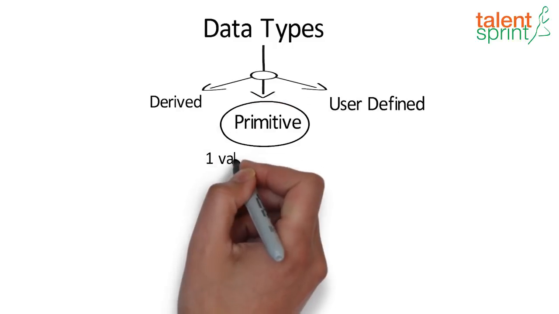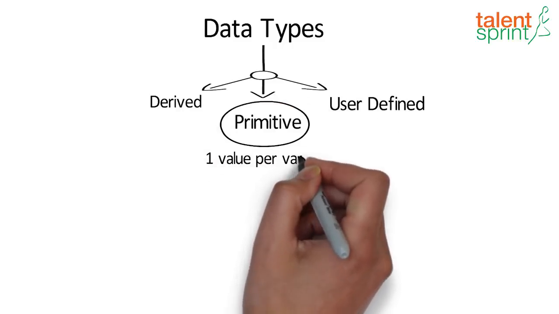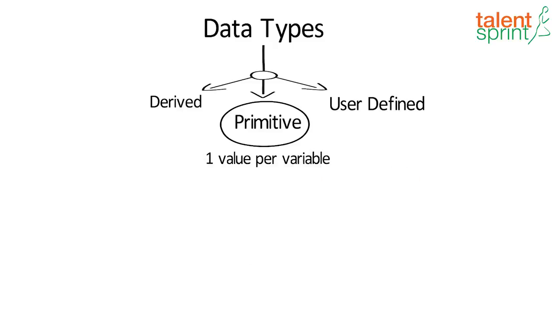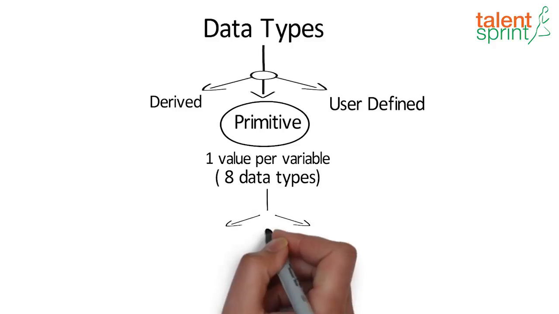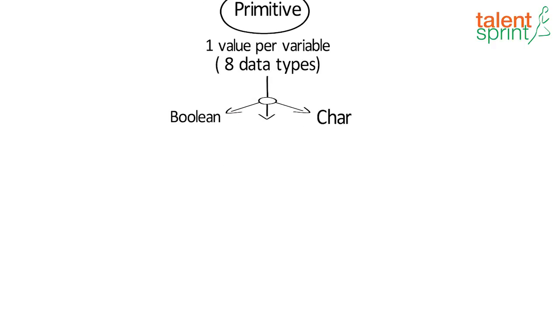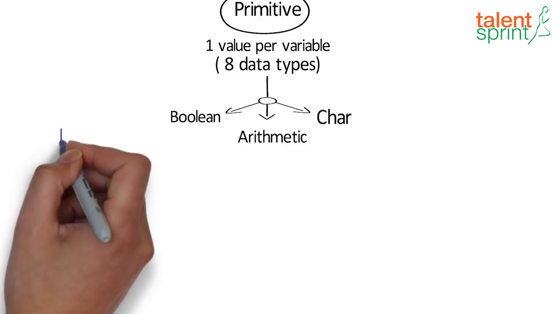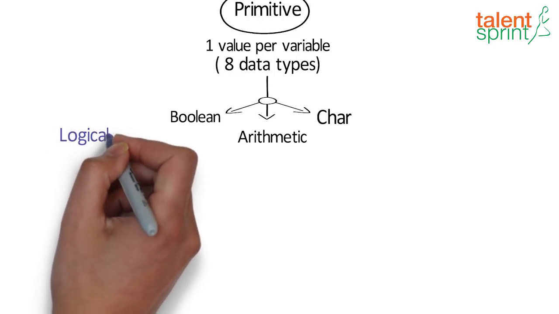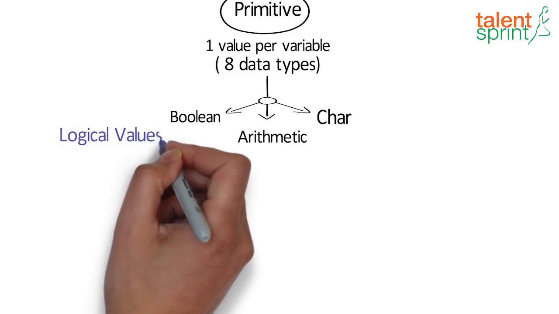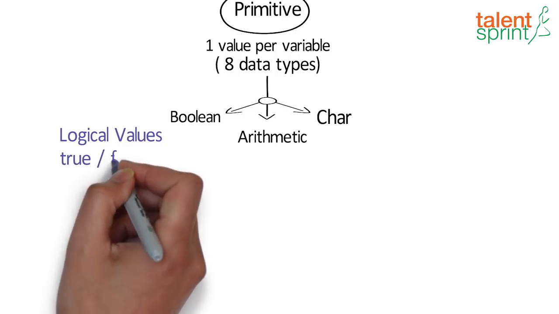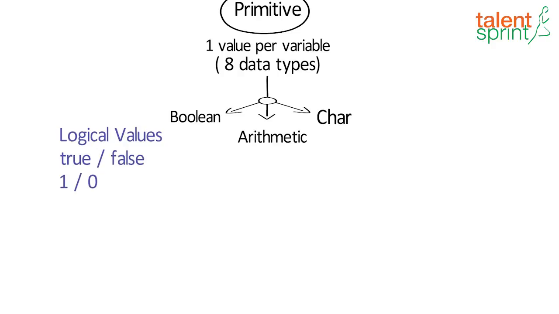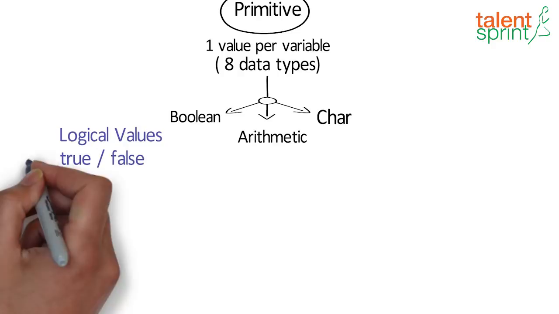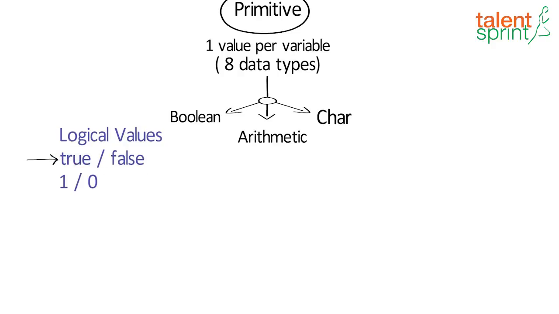Primitive data types allow only one value to be stored in a variable. And there are 8 primitive data types in Java that are classified into 3 broad categories: Boolean, char, and arithmetic. Boolean data types are used for storing logical values. It can hold one of the two possible values, true or false, also referred to at times as 1 and 0. This data type is used to track true-false conditions, and the default value is false.